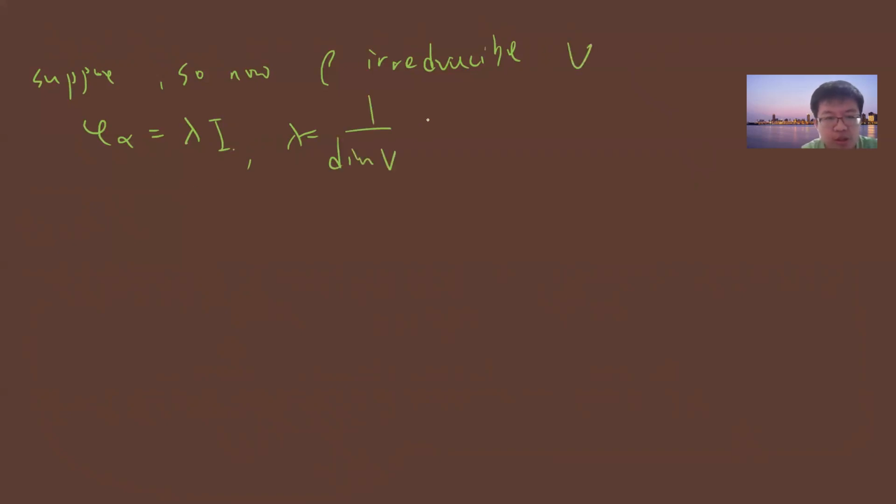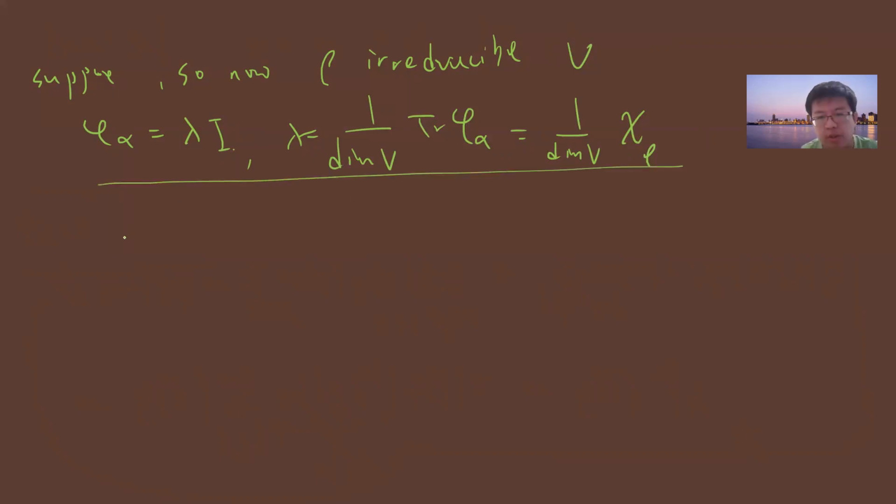Suppose this is V, and the trace of phi alpha, right? So the trace of phi alpha is just what? By definition, a character, right? So it's 1 over the dimension times the character. Okay, so let's say this is chi rho, or sometimes I use chi V, right? But interchangeably. Okay, so right. Yeah, so this is, in general, right? This is for some particular reducible representation.